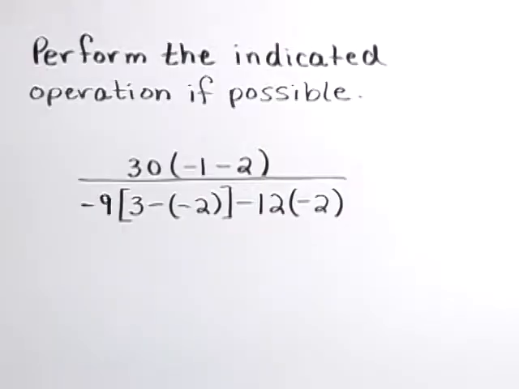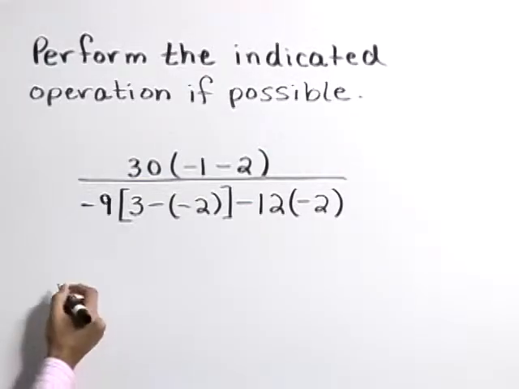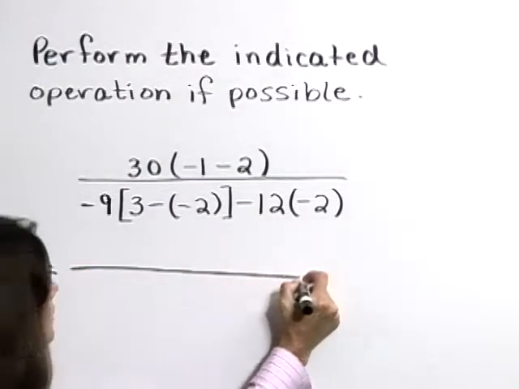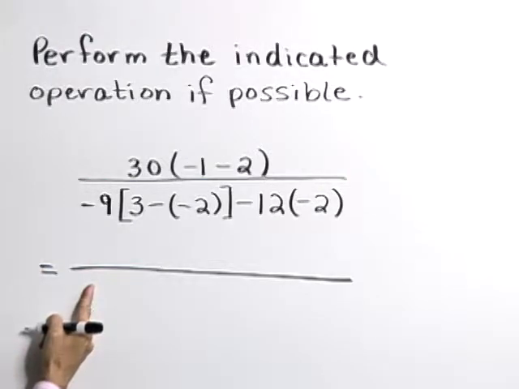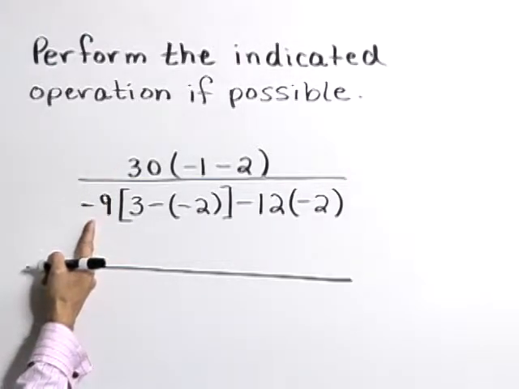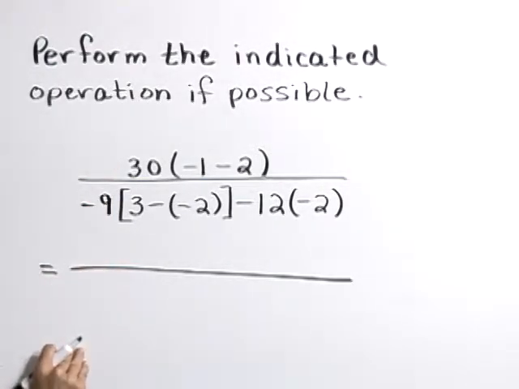Perform the indicated operation if possible. We have the quotient of 30 times negative 1 minus 2 and, in the denominator, negative 9 times the quantity 3 minus negative 2 minus 12 times negative 2. This long quotient bar we think of as a grouping symbol in itself, separating the numerator and denominator. So we'll work on those two separately and then divide as the last step.